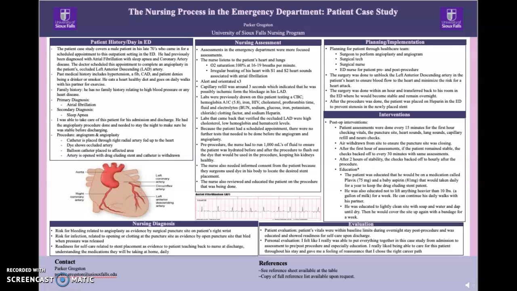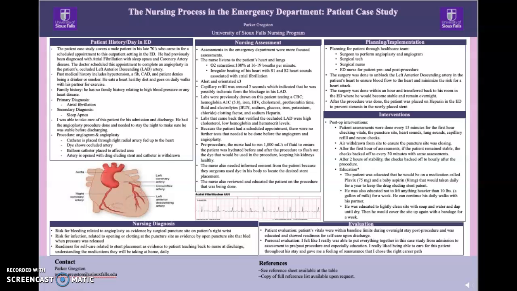Another big point on his post-op interventions was education. The patient was educated that he would be on a medication called Plavix and a baby aspirin that would need to be taken daily for at least a year to keep that drug-eluting stent that was just placed open. He was also educated not to lift anything heavier than 10 pounds, which is like a gallon of milk, for a week to keep that puncture site closed properly so it doesn't burst open. He can continue taking his daily walks with his partner for exercise, and he was also educated to lightly clean the puncture site with soap and water, dab until dry, and cover it with a bandage for a week.